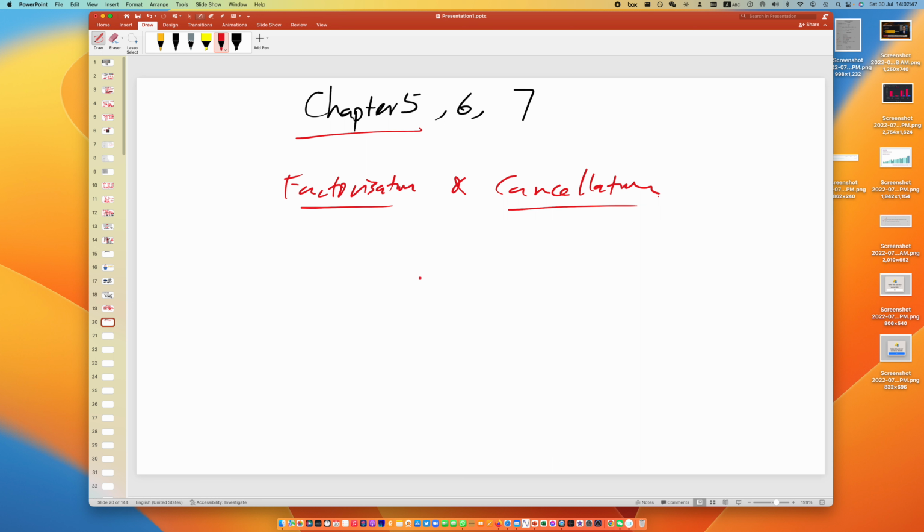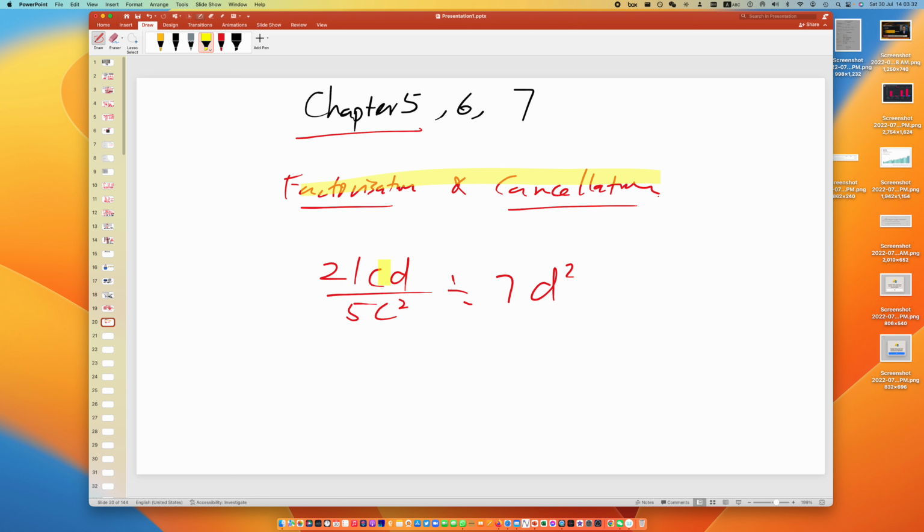So let's start off with the simple one first. Let's say you have 21CD over 5C squared divided by 7D squared. What you do first is you need to split the elements, because the technique is about factorization and cancellation. If you see the same thing top and bottom, you factorize first, not cancel. Before you do cancellation, you do factorization first.